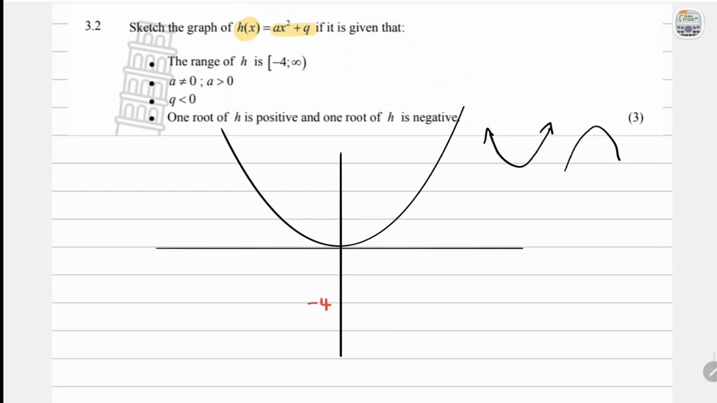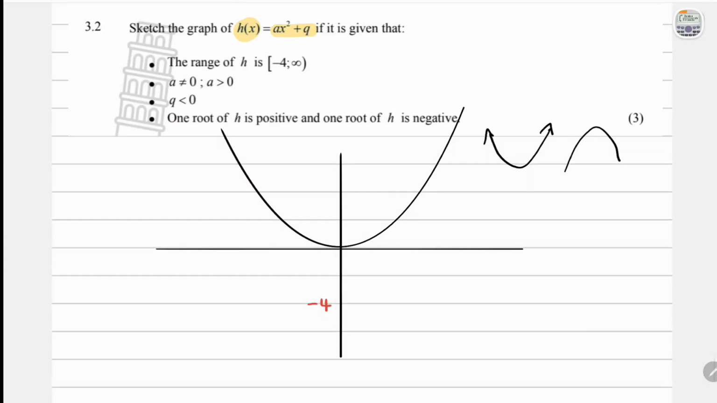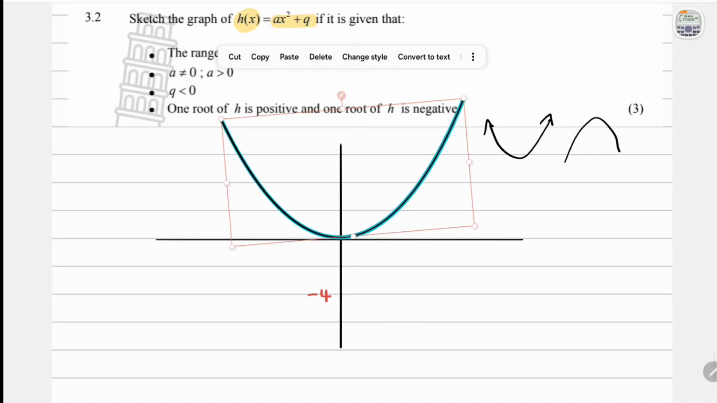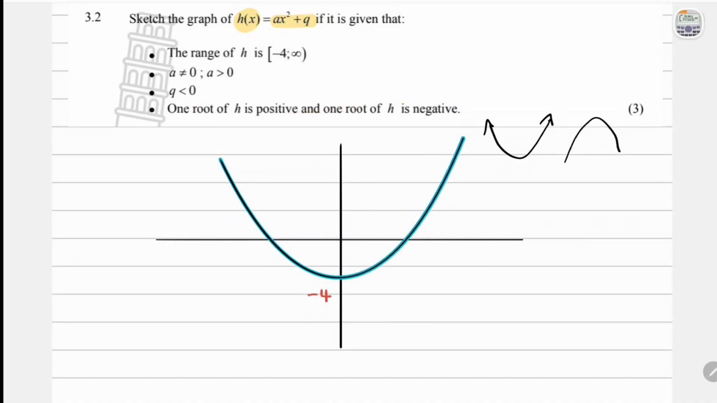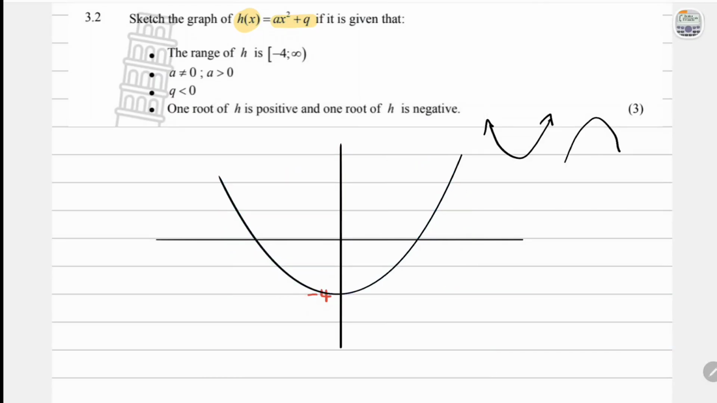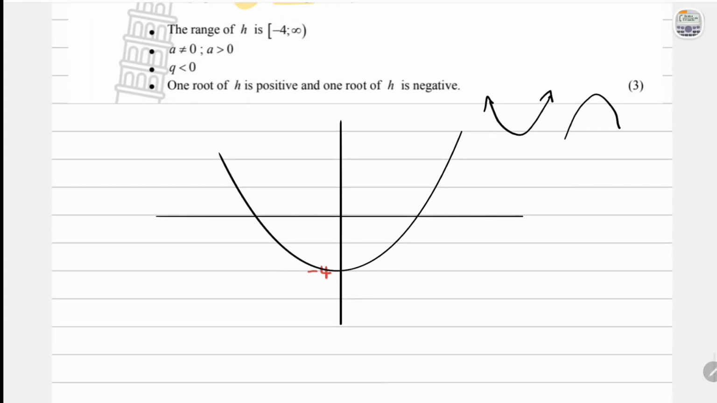Okay, then the second hint is a is greater than 0. We can see that now. A is greater than 0. It's concave up. Then q is less than 0. You know that q in grade 10 still stands for your turning point and at the same time your y-intercept. But q is less than 0. So it means that that turning point, we're going to now push it down all the way to -4. Here's why. Because when they tell you that the range is -4 to positive infinity, that's actually telling you what the last point on this graph, the lowest point I mean, is going to be.